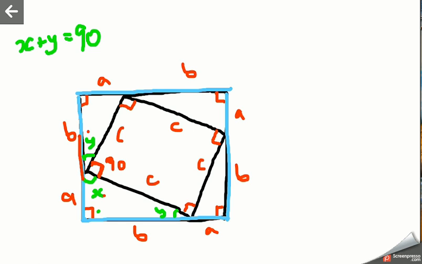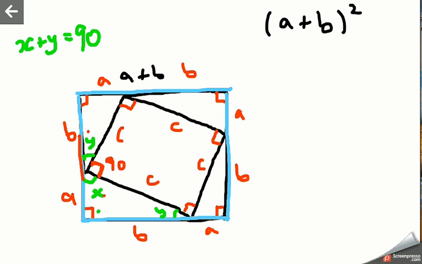Alright, so we're going to calculate the area of the blue square, the outer square, in two ways. The first way is the obvious way. It's a square with side length A plus B, and so the area of the square has to be A plus B squared, because to calculate the area of a square, you square its side length, you multiply its side length by itself. So the area of the blue square is A plus B squared.